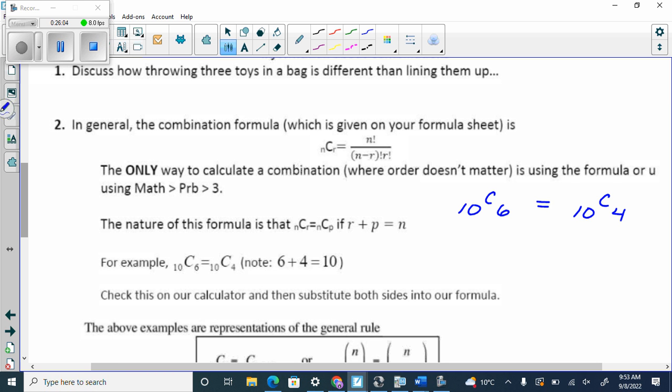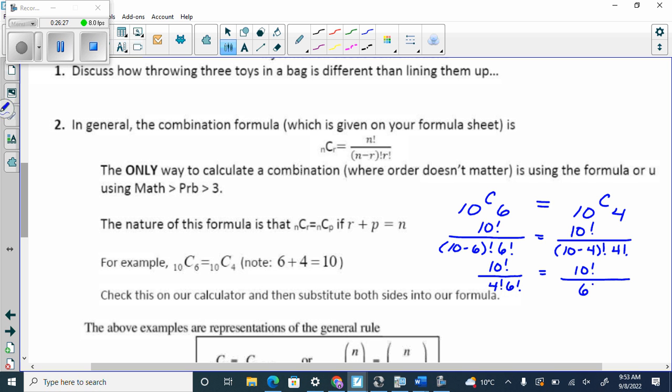So if I plug it into here, I'm going to go 10 factorial over (10 minus 6) factorial, which is 10 factorial over 4 factorial, 6 factorial. If I do this one, it's 10 factorial over (10 minus 4) factorial, and then it's 10 factorial over 6 factorial, 4 factorial, which is, commutative property, the same thing in the denominator, right? 4 and 6, 6 and 4, same thing. So it only works in combinations, not in permutations, because permutations doesn't have that r factorial.